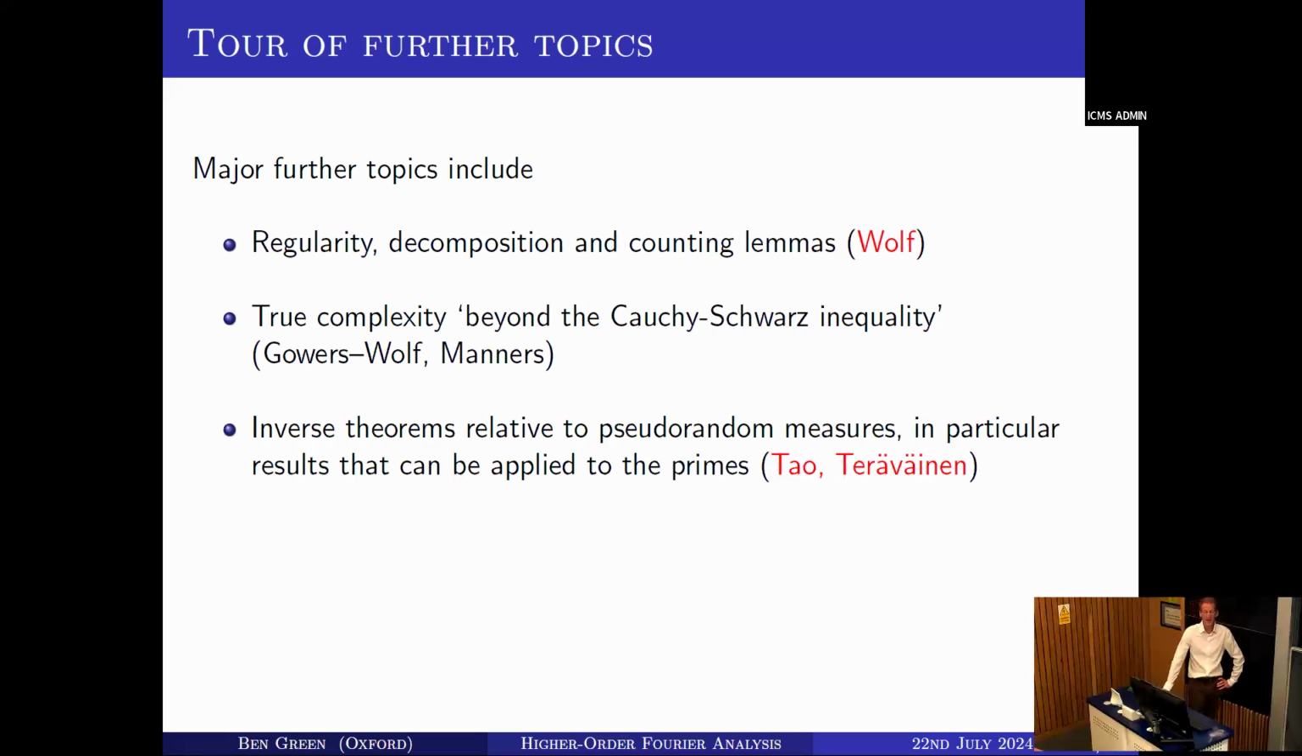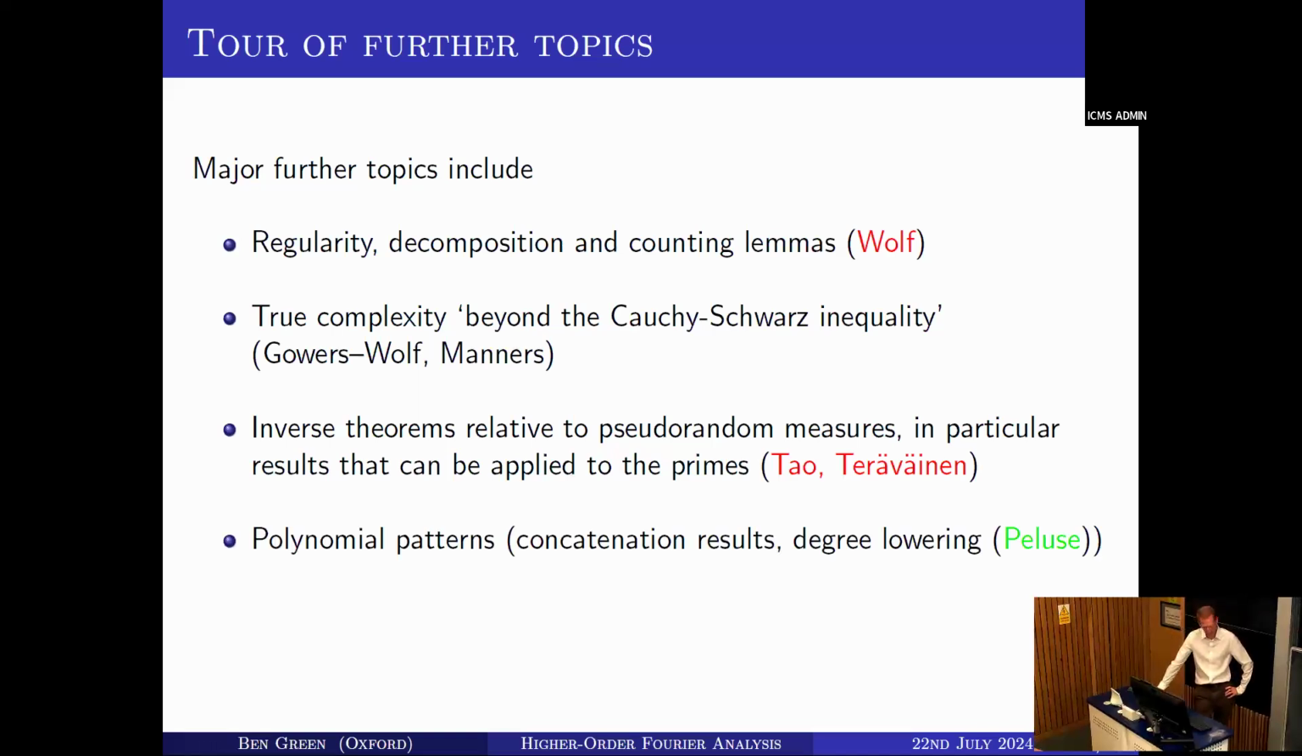I haven't said anything about how you can apply these sort of ideas to specific arithmetic sequences, in particular to the primes, where you're going to need versions of everything for functions that are not one-bounded, but rather bounded by what we call pseudo-random measures. And I think Terry and Yoni are going to be touching on things related to this.